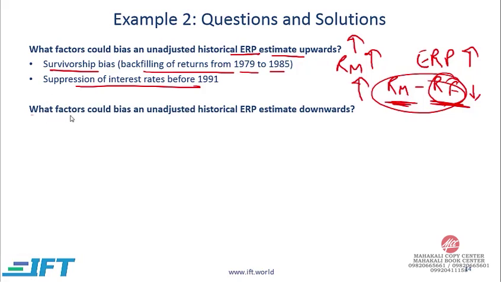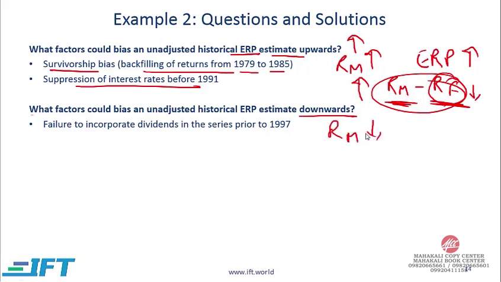Next question. What factors could bias an unadjusted historical ERP downwards? Failure to incorporate dividends in the series prior to 1997. If you do not incorporate dividends, then what does that do to the market return? The market return is then understated because you haven't included the impact of dividends. If the market return is understated and the risk-free rate is the same, all else equal, then obviously the equity risk premium would be lower.